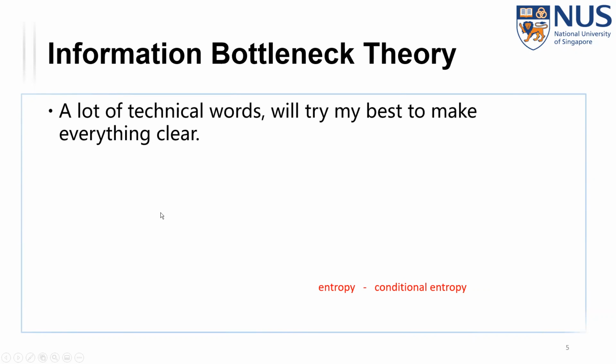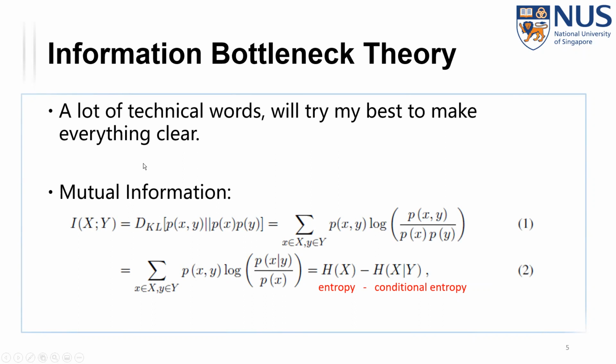First, I have mentioned that this paper is built on top of information bottleneck theory. So before the actual presentation of this paper, we need to first understand what information bottleneck theory is. There are a lot of technical words, so I will try my best to make everything clear. We need to first define what mutual information is. Ruofan has mentioned a bit about it. Mutual information can basically be defined as the common information that is inside X and Y. And it is defined by the KL divergence from P(X,Y) to P(X) times P(Y).